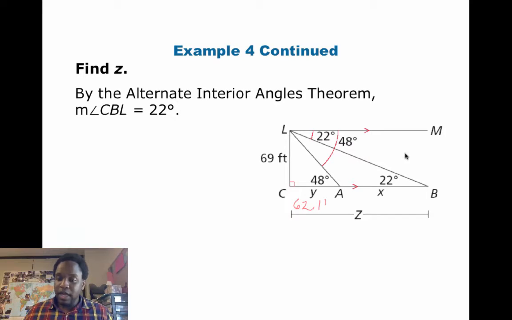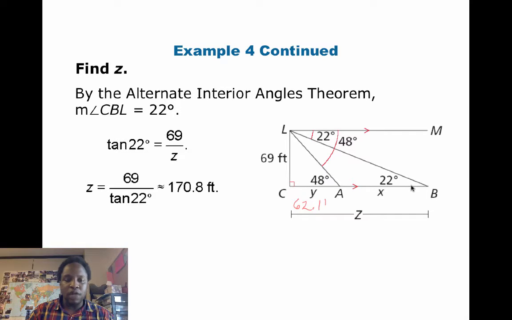All right, so we know that angle B is a 22-degree angle. So we can do tangent of 22 degrees equals opposite over adjacent, 69 over z. Then we solve for z, which is z is equal to 69 over tangent 22, which is approximately 170.8 feet.